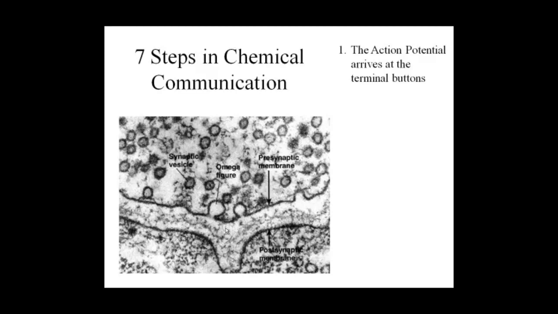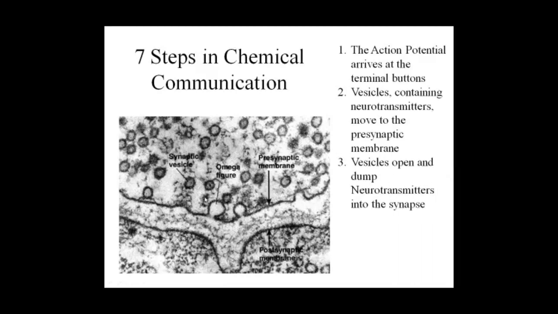Okay, so this positive charge comes down, gets to our terminal button, which is going to make our vesicles move to the presynaptic membrane. Is it the red arrow or the green arrow? Red. So this is our presynaptic membrane. You can see we have some vesicles that are moving towards our presynaptic membrane.